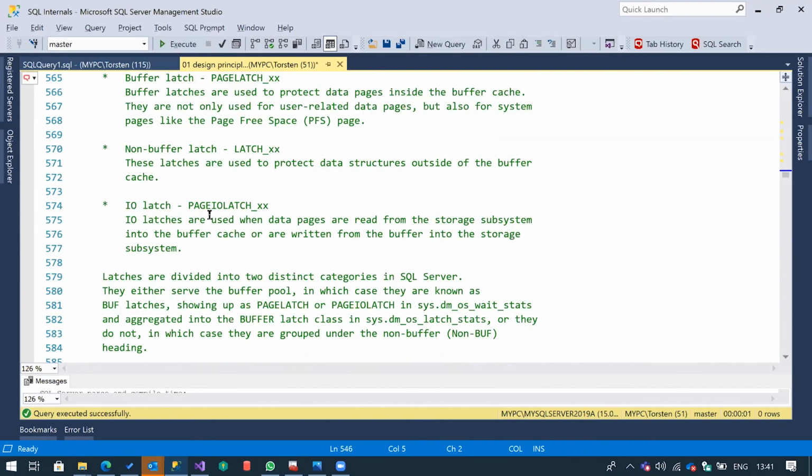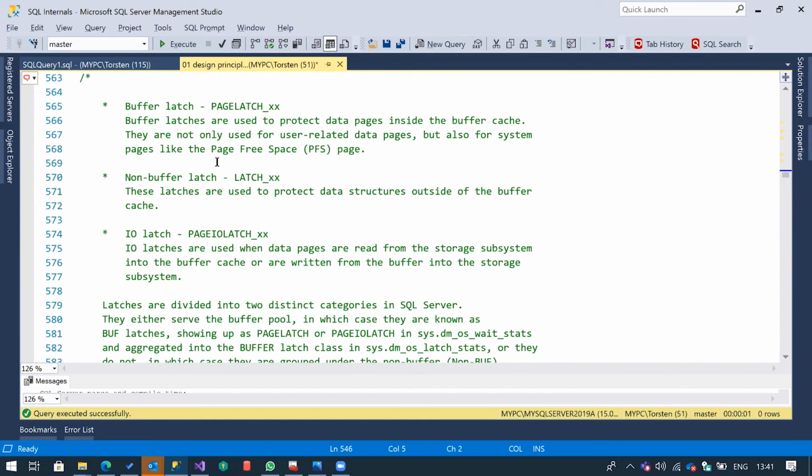Okay, and we will consider the buffer latches. Buffer latches are used to protect data pages inside the buffer cache, right? They are not only used for user-related data pages, but also for system pages like the PFS page, the GAM page, the SGAM page, and so forth. This is what I already mentioned in the very beginning with the tempdb and last page insert contention, everything like this. This falls underneath the page latches.